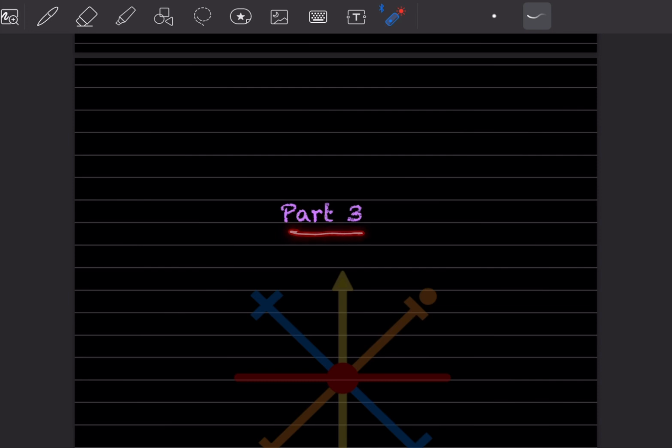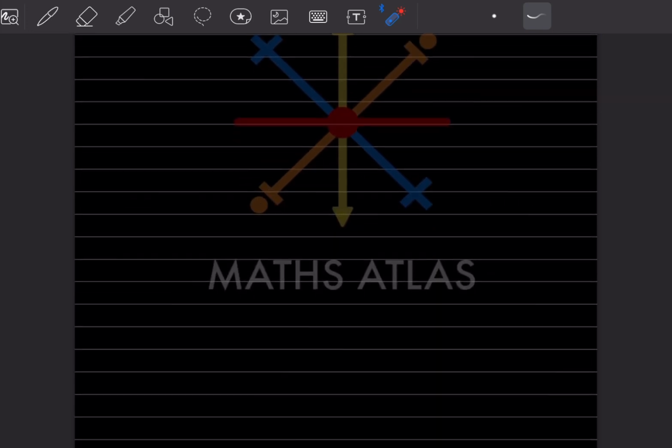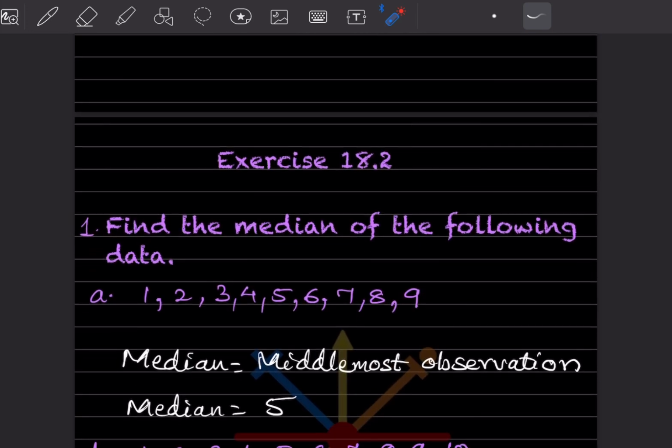So today we'll do part 3 of the same topic, that is data handling. We'll see exercise 18.2. Let us see the first question here. Find the median of the following data. In the previous exercise we have seen the mean, here we'll see the median.